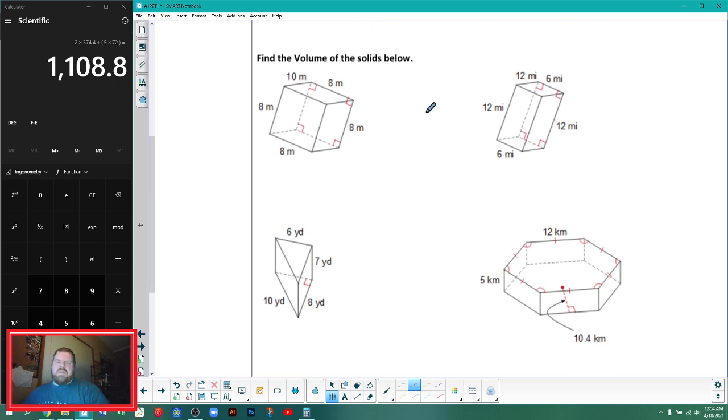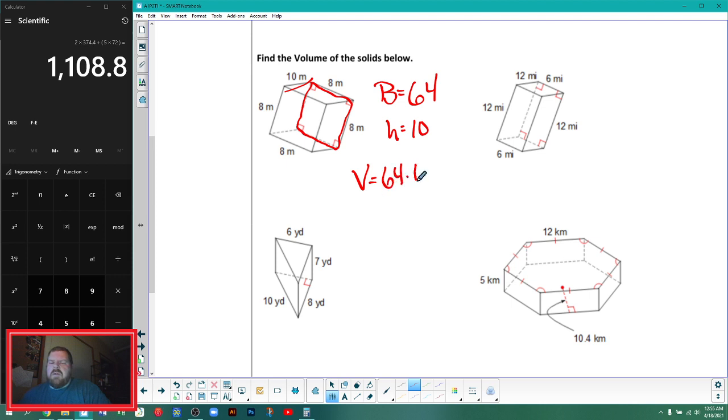Let's see how we do here. Same 4 problems, just finding something different. Let's treat this as our base again, just because it's highlighted. That's kind of what they're meaning for you to do, but you don't have to. This square down here, or back here, is 8 by 8. So area of the base is 8 times 8, which is 64. And the distance between the 2 bases is 10. So the height is 10. So volume, 64 times 10.